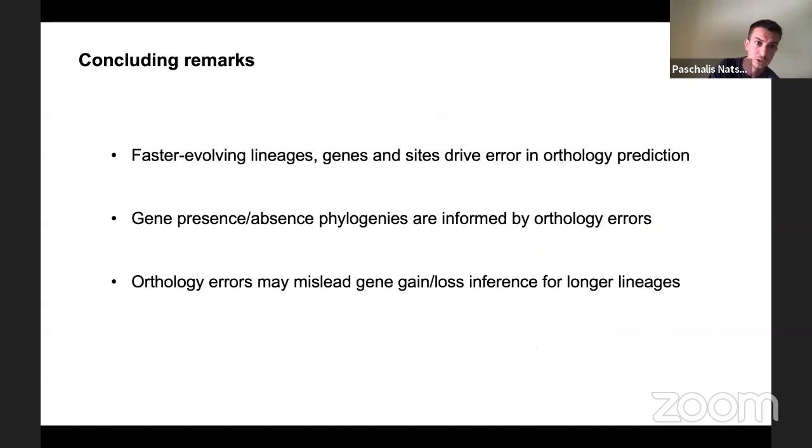To conclude, we saw that the errors we get in orthology prediction correlate with lineages that are faster evolving, and also with genes and sites in a gene. We see that gene presence-absence phylogenies are positively informed by these orthology errors, and that these errors may mislead and negatively inform gene gain and loss inference, especially for longer lineages.